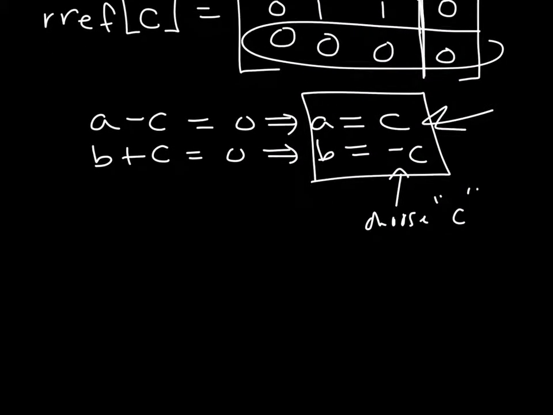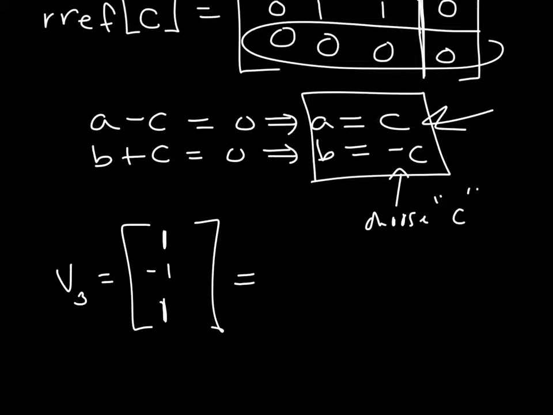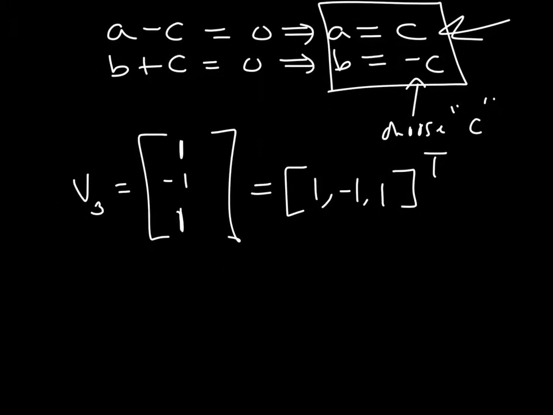So let's call it V3, and let's just say C is 1. If C is 1, then A is 1 because A equals C, and B is just the opposite of C, so that's -1. And if you want to write it in terms of the transpose, it's the transpose of the row vector 1, -1, 1, which is this column vector.